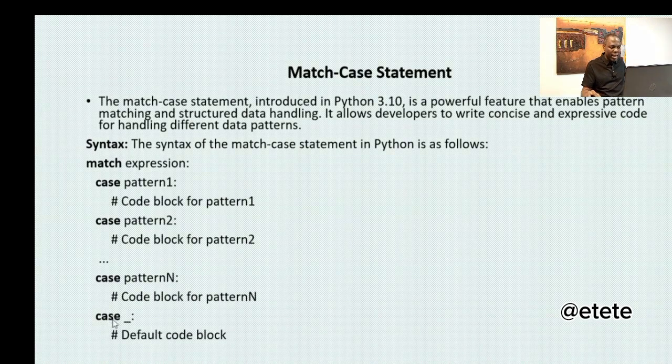Then you have this last case, which is what? This symbol here is a wildcard, meaning it's just like the else statement. So if none of these cases is true against this expression, whatever it is that you supplied, this symbol is going to accept it, which is a wildcard, and then it will execute this default code block. This is the syntax for it.